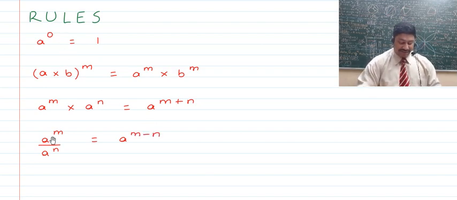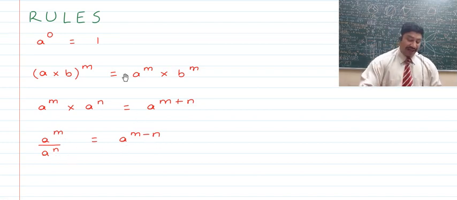This rule is that if you have two numbers such that the first number is divided by the second number, and their bases are the same, then keeping the base the same, in the exponent you will have the power of the numerator minus the power of the denominator, right? So a raised to the power m divided by a raised to the power n will become equal to a raised to the power m minus n.